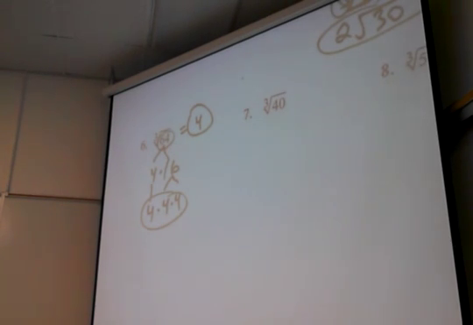1 cubed is 1. 2 cubed is 8. So we can do the cube root of 8. It's 2. 3 cubed is 27. I can do the cube root of 27. It's 3. And so forth. So 4 cubed is 64. If I know that, that's an easy problem. It's a perfect cube, so I can take the cube root easily.